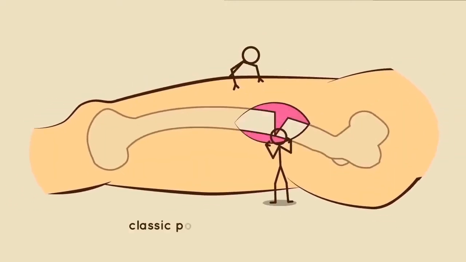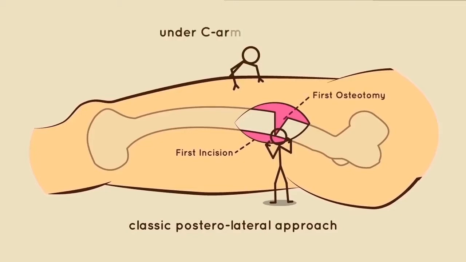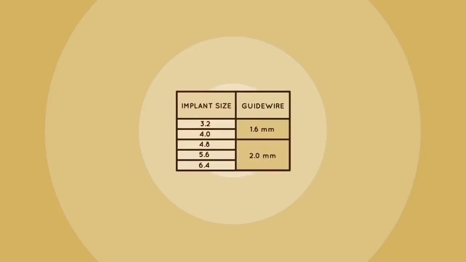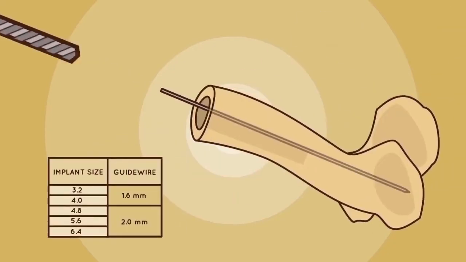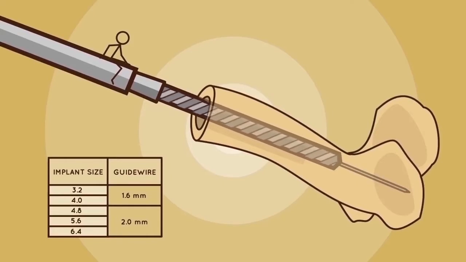Open osteotomy technique. Osteotomy. Through a classic posterolateral approach, the femur is exposed subperiosteally. Subsequently, the first osteotomy is executed under C-arm guidance. Reaming. Reaming of the proximal fragment is done retrograde over a guide wire up to the greater trochanter. The intermediate and distal fragments are prepared in the same fashion.